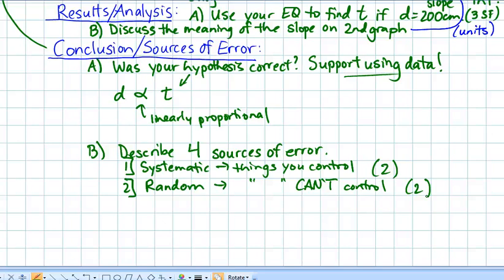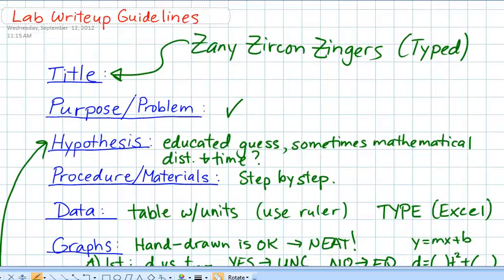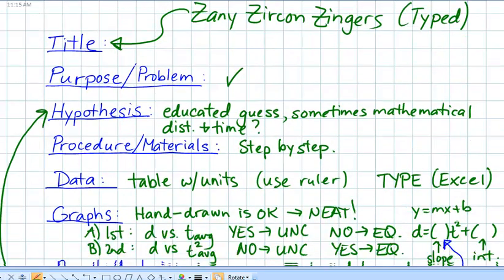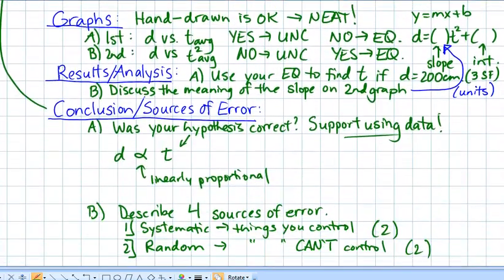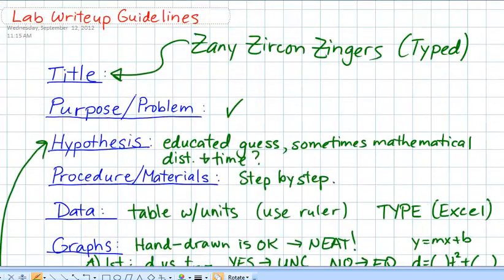Okay, so all of this needs to be typed. Make sure you proofread it. Okay, no typos. Even though it's physics class, make sure your grammar is good. Okay, and that's pretty much it. If you have questions, we'll talk about it a little bit more in class, but we'll go from here.